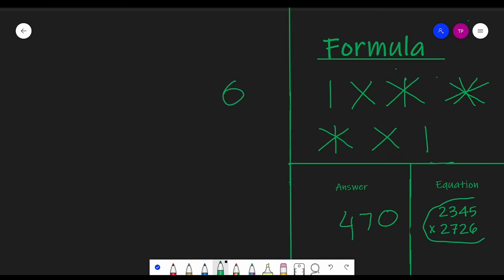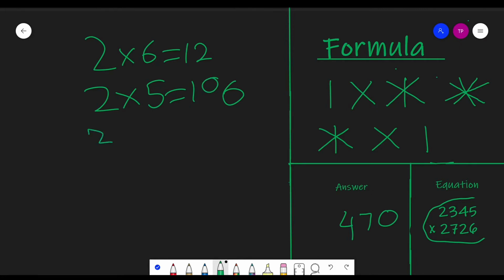Our next step is going to be 2 times 6, which is 12. And then we're going to do 2 times 5, which is 10. Next is 3 times 2, which is 6. So I'm just going to move this 6 right over here, so it's not going to be a problem when we write down our answers for what we're doing right now.